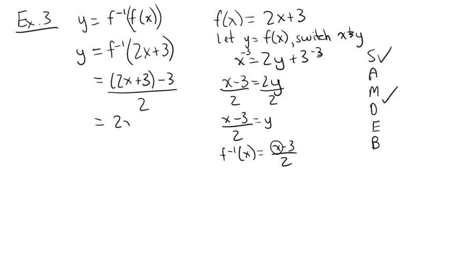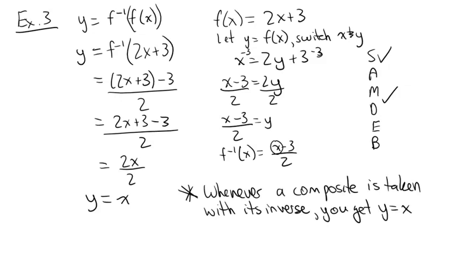And what you can see here, if I get rid of the brackets, you don't need to get rid of the brackets to see how the math works out, but just if that helps you to see that, we get positive 3 and negative 3. That gives me 2x over 2, and that just gives me x. y equals x. That's significant, because what that means is that whenever a composite function is taken with its inverse, when you take f inverse of f of x, or if you take f of the f inverse of x, you're always going to get y equals x, because the inverse undoes all that the original function did, and vice versa.